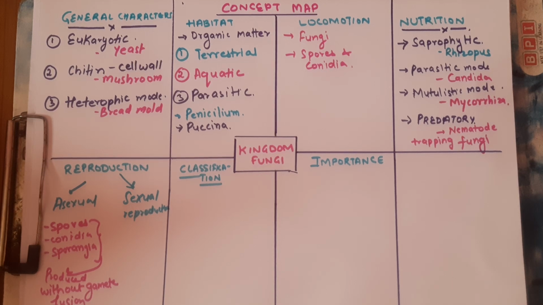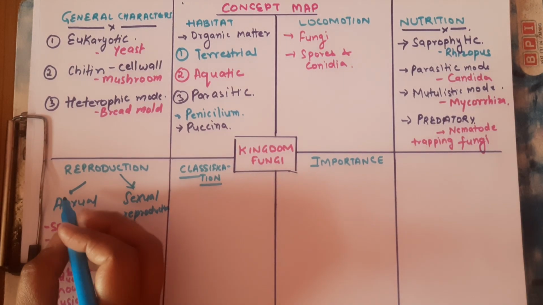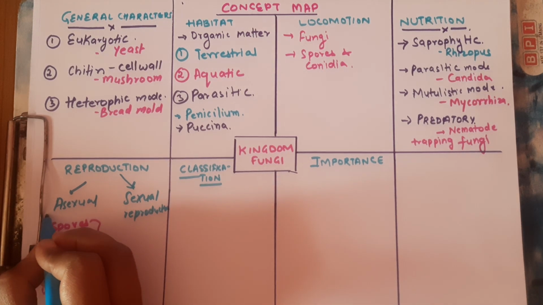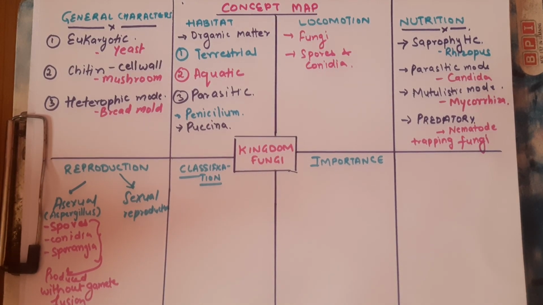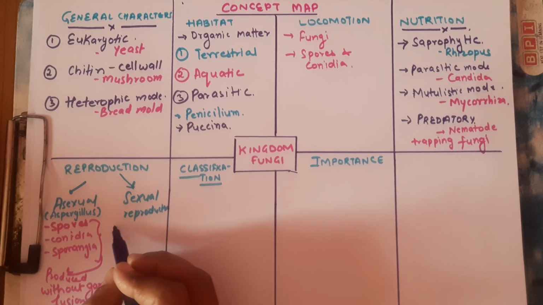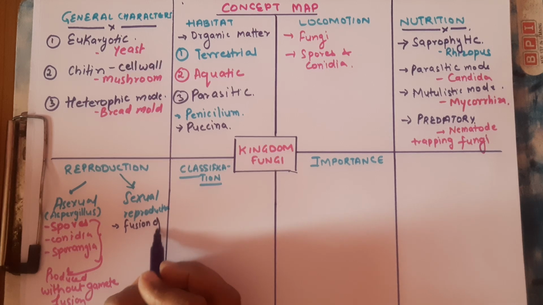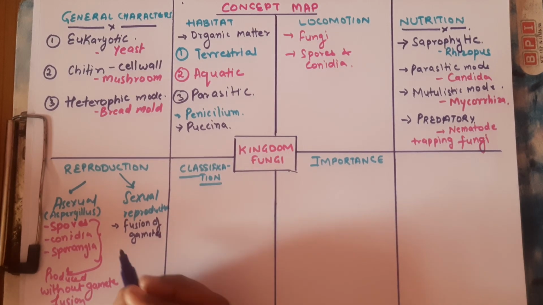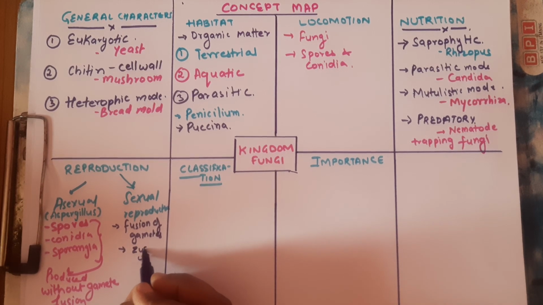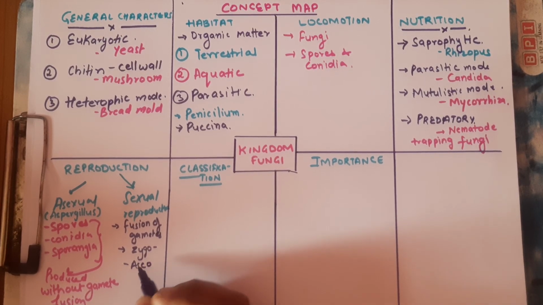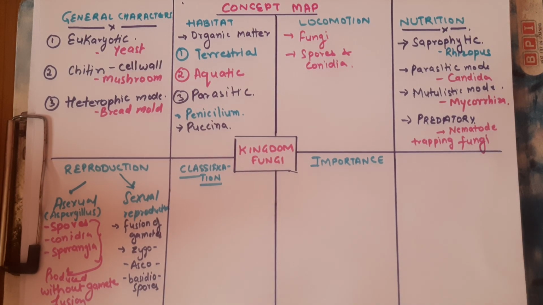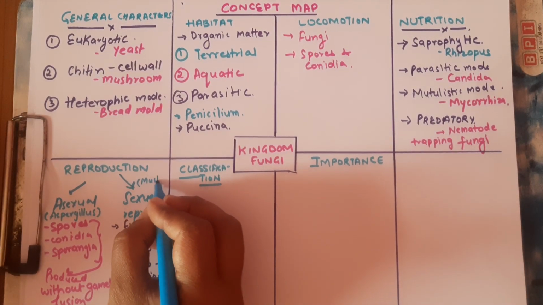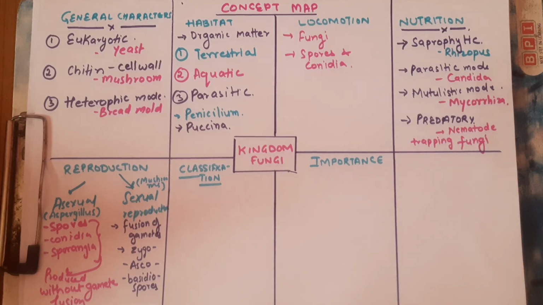Which fungi will go for the example of asexual reproduction? Aspergillus. It exhibits the asexual mode of reproduction. If you are talking about sexual reproduction, obviously it will involve the fusion of gametes, and this will lead to the formation of zygospores, ascospores or basidiospores. Which fungi exhibit the sexual mode of reproduction? Mushrooms. Is that clear to you?